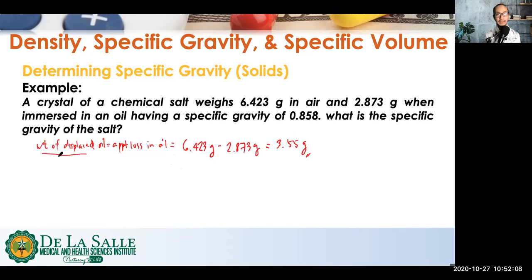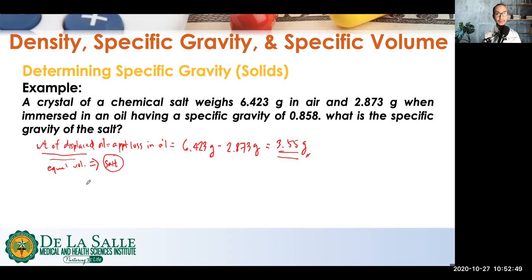Now, the displaced oil has the same volume as that of the salt. Because according to Archimedes' principle, any solid immersed in any substance will displace the same volume as its volume. So the volume of the displaced oil will have the same volume as the salt. So we can say that 3.55 grams is the weight of an equal volume of oil. Sounds familiar now, right?